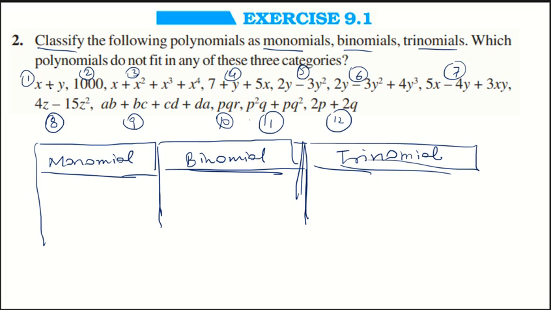First one, it has got 2 terms, so it is a binomial. Second one, it has got only 1 term, so the second one is a monomial. Third one, 1, 2, 3, 4, 4 terms are there, it is a polynomial.